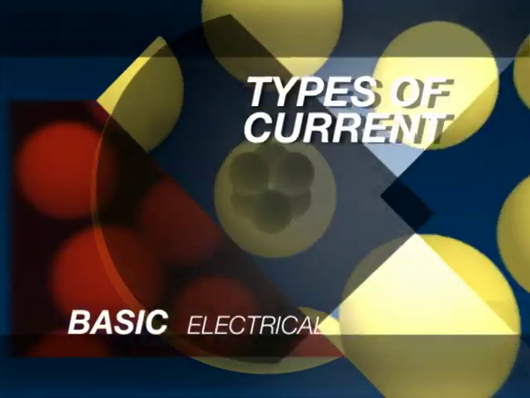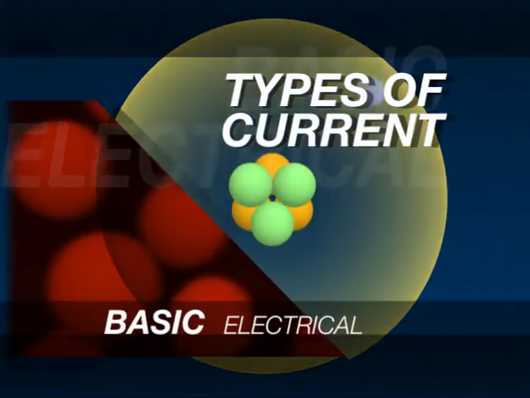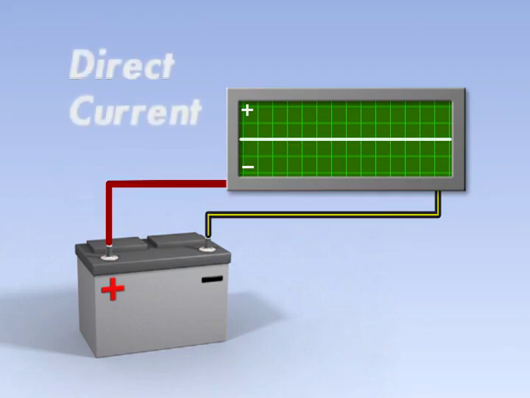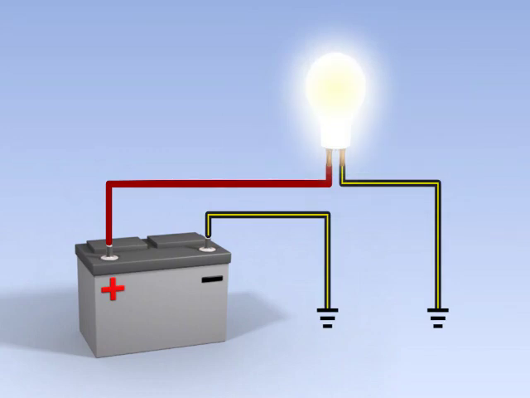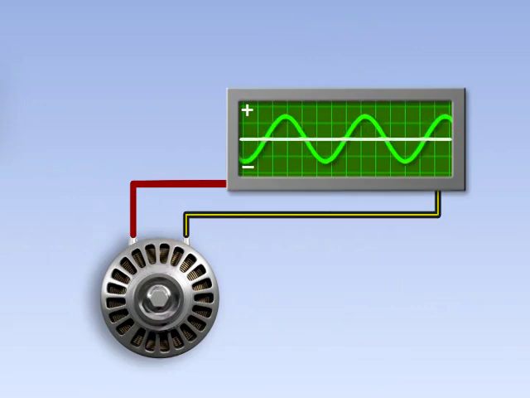There are two types of current: direct and alternating. Direct current, or DC, is current that moves in one direction only. Shown in waveform, DC current only produces positive voltage. Produced by batteries and DC generators, DC current powers items like lights, horns, ignition systems, and others.